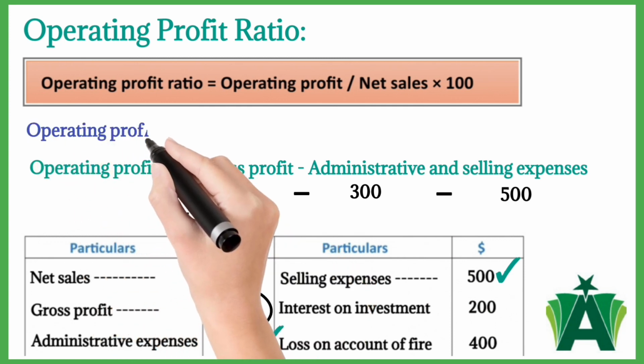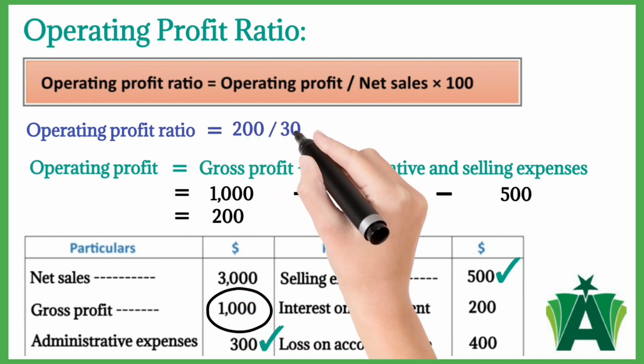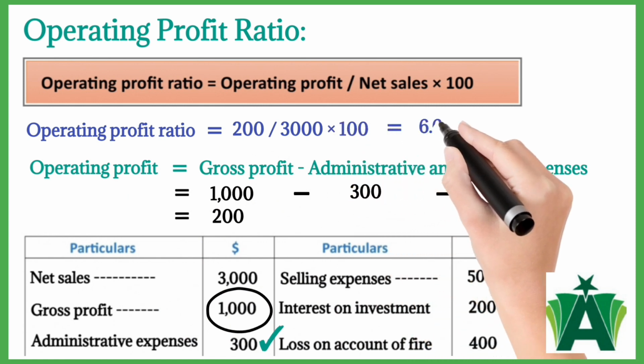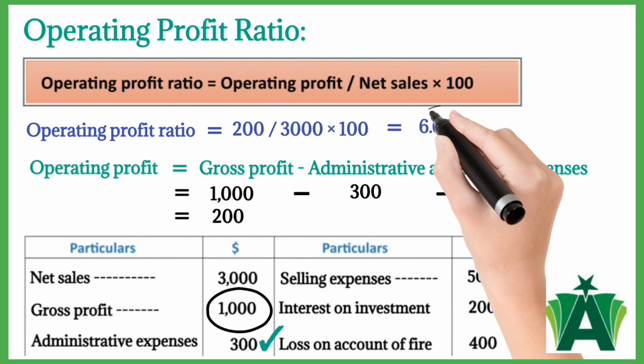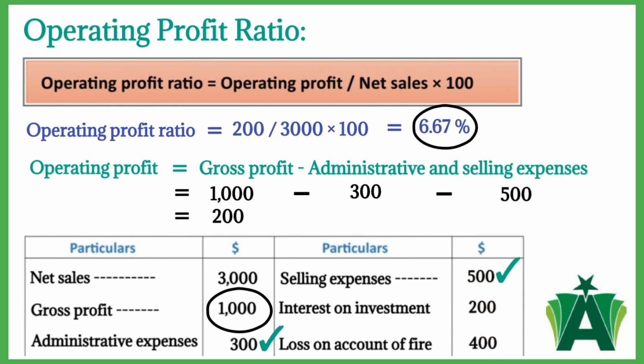Now we calculate operating profit ratio. Operating profit $200 is divided by net sales $3,000 multiplied by 100. The operating profit ratio is 6.67%. This ratio helps in determining the ability of the management in running the business.